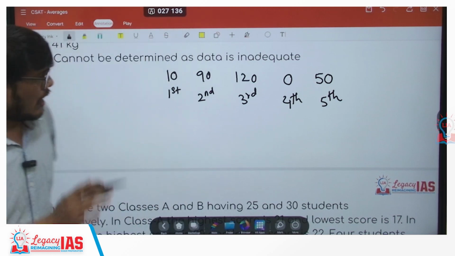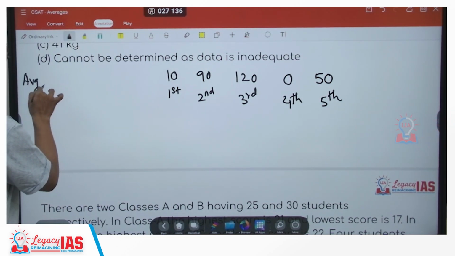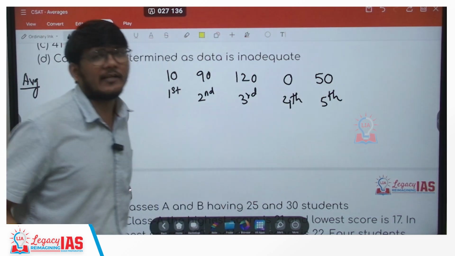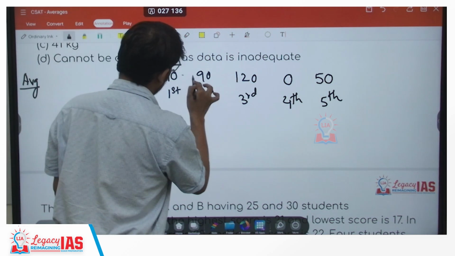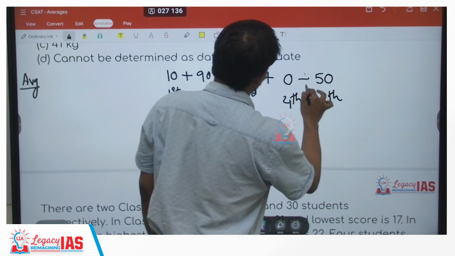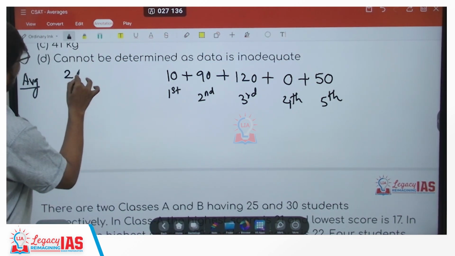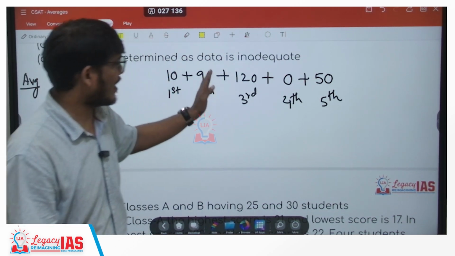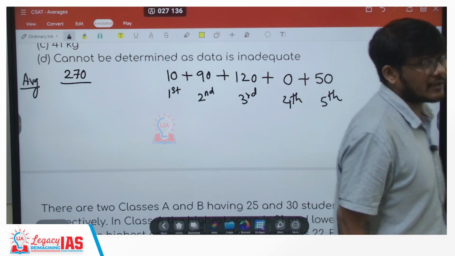Now, if I have to find out the batting average of that person, what will I do? I will add all the runs that the batsman, or batsperson, if you would say, has made. So 10 plus 90 plus 120 plus 0 plus 50. So this amounts to what? 270. 10 plus 90 is 100, 100 plus 120 is 220, plus 0 is 220 only, plus 50 is 270.